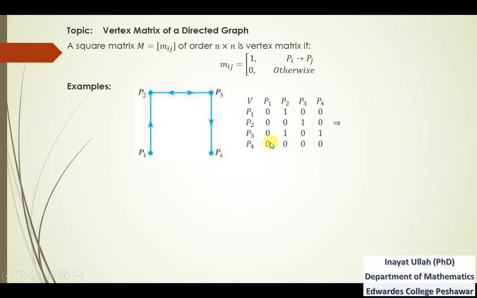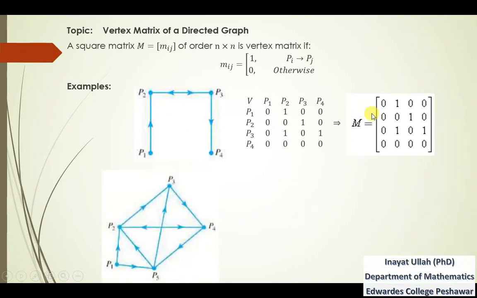So we see here that this is a kind of matrix. This matrix is called the vertex matrix, and this is denoted by capital M. So M for this directed graph is this one.